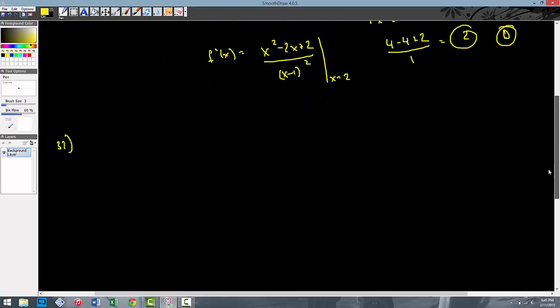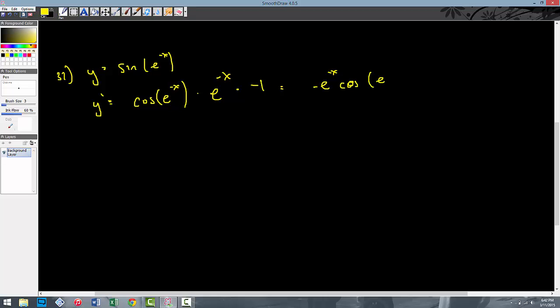31. Scroll down a little bit. Simple problem. y equals sine of e to the negative x. Lots of rules happening here. y prime is going to equal cos of e to the negative x. Now don't forget about your chain rule. The derivative of e to the negative x is e to the negative x, and don't forget about that negative 1. So what you really have here that looks like a multiple choice answer is negative e to the negative x cos of e to the negative x, and that would equal e.